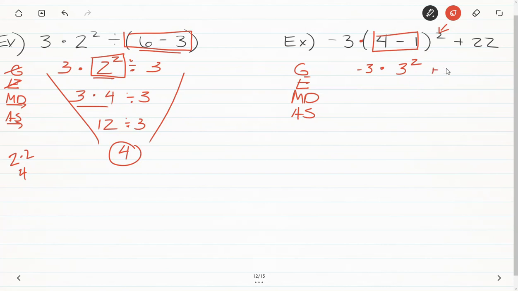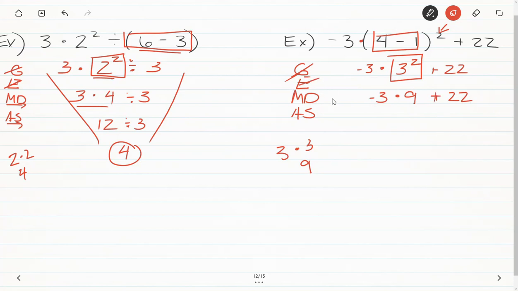And then I have plus 22. I'm done with my groupings. Do I have any exponents to solve? I do. I have this 3 to the second power. 3 to the second power is written out as 3 times 3. 3 times 3 is 9. So I have 9, and then I have times -3 plus 22.